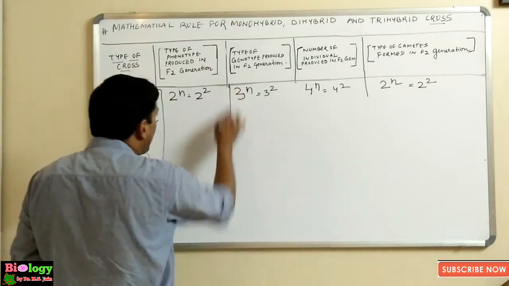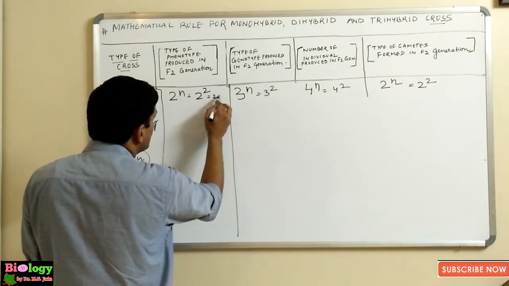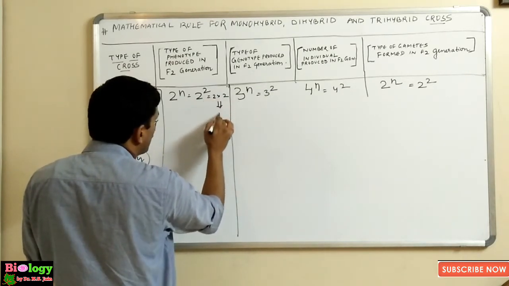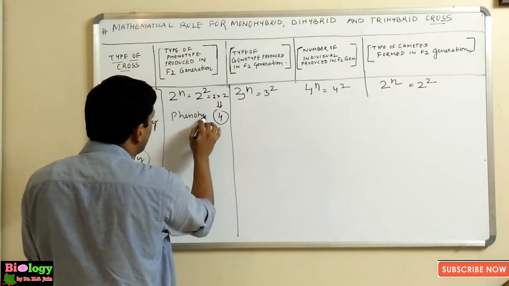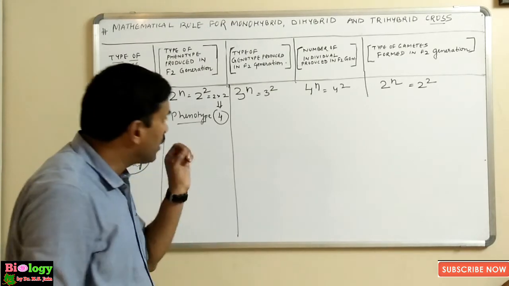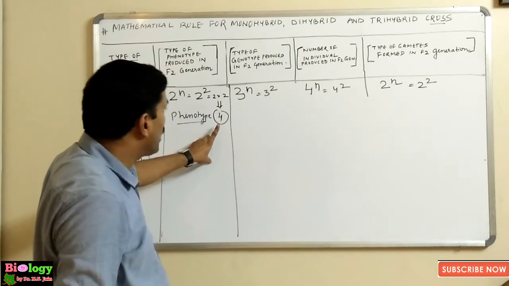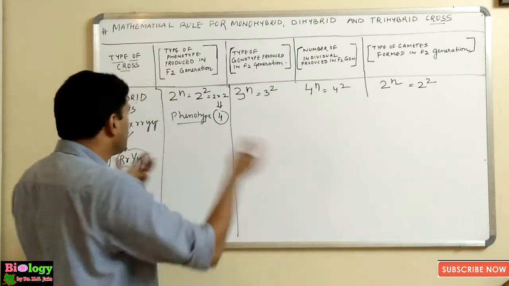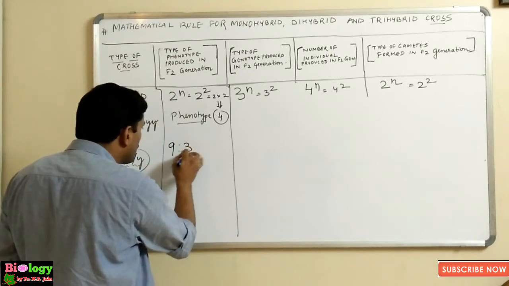Okay, now have a look here. 2 into 2, we know very well what this is. 2 into 2 means 4. It means how many types of phenotypes will be produced? Here 4 types of phenotypes will be produced. Now without making the checkerboard, I have calculated how many phenotypes will be produced in a dihybrid cross: 4.